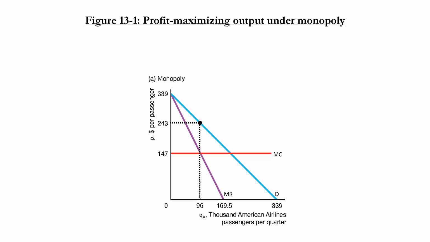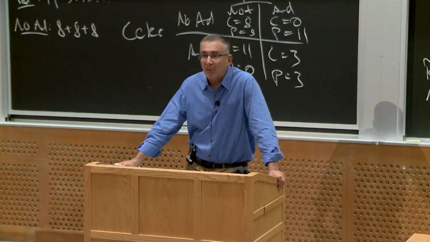And we can see that in figure 13.1 by drawing the monopolist problem. You see the marginal cost is at 147. You see the demand curve is the blue line. The marginal revenue curve is the red downward sloping line, the darker red line. We find the point where marginal revenue intersects marginal cost, which is at 96 flights, 96,000, whatever. And then to find the price, we read it off the demand curve: at 96 flights, the price is 243. And that's the monopoly outcome. Okay? Questions about that?